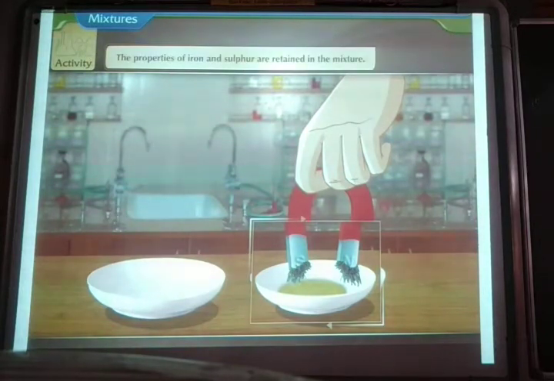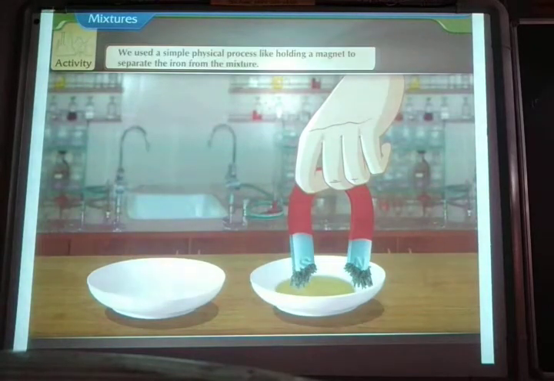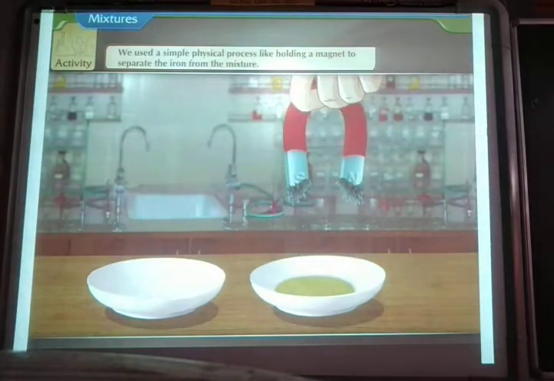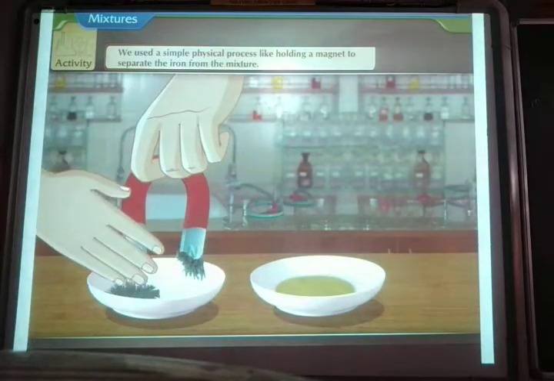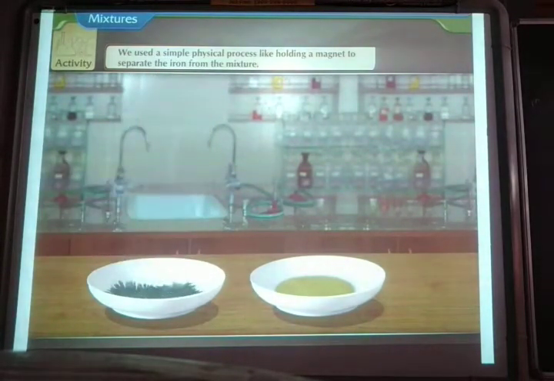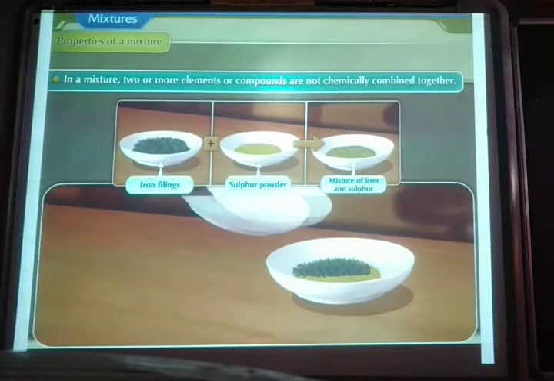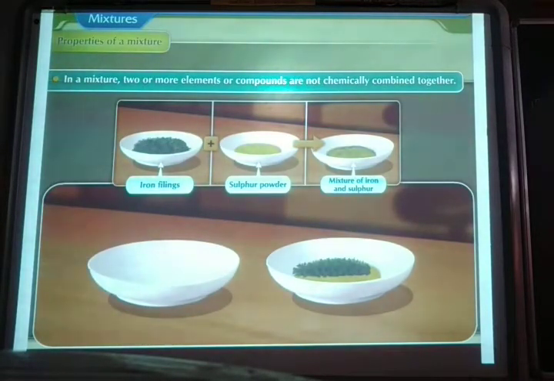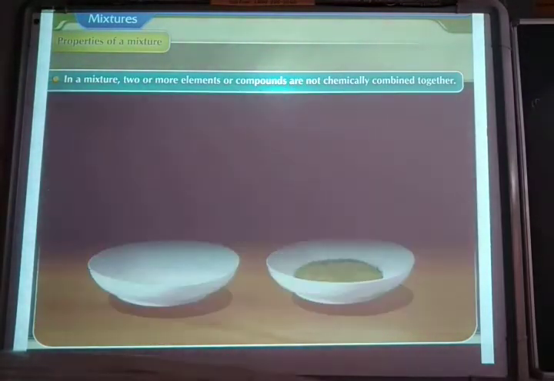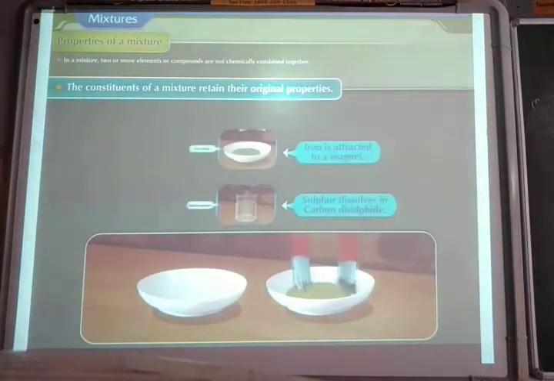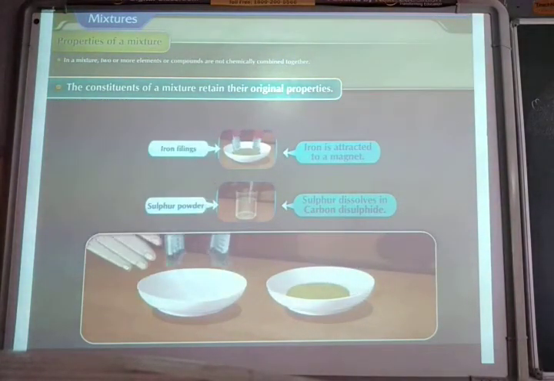The properties of iron and sulfur are retained in the mixture. We use a simple physical process like holding a magnet to separate the iron from the mixture. Now, we can summarize the properties of a mixture. In a mixture, two or more elements or compounds are not chemically combined together. The constituents of the mixture retain their original properties.